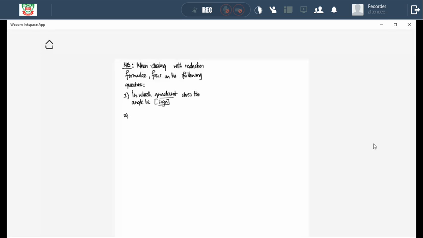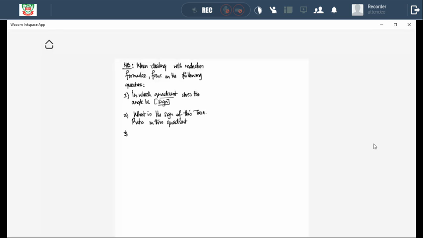Right. The next one, what is the sign of this trig ratio in this quadrant?